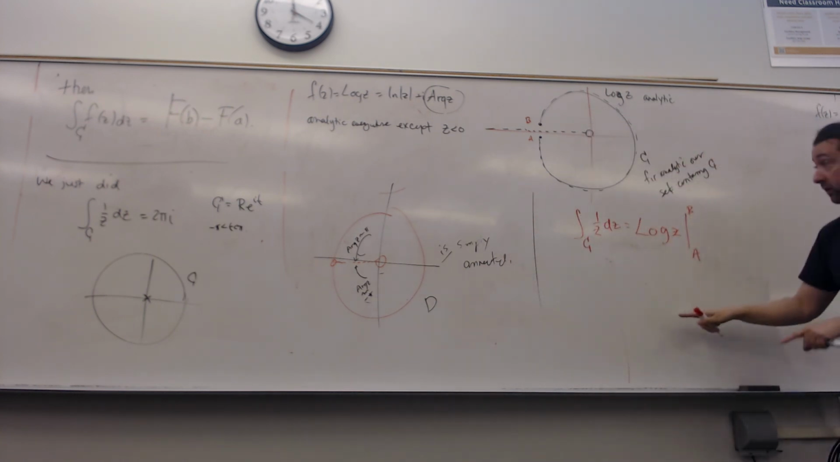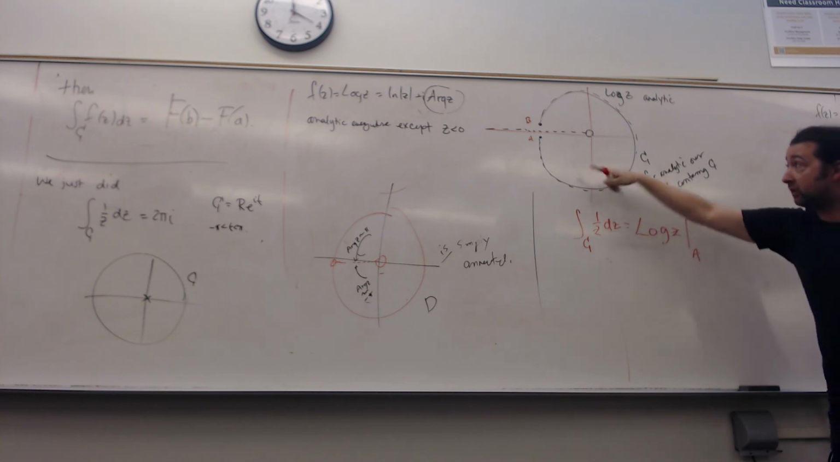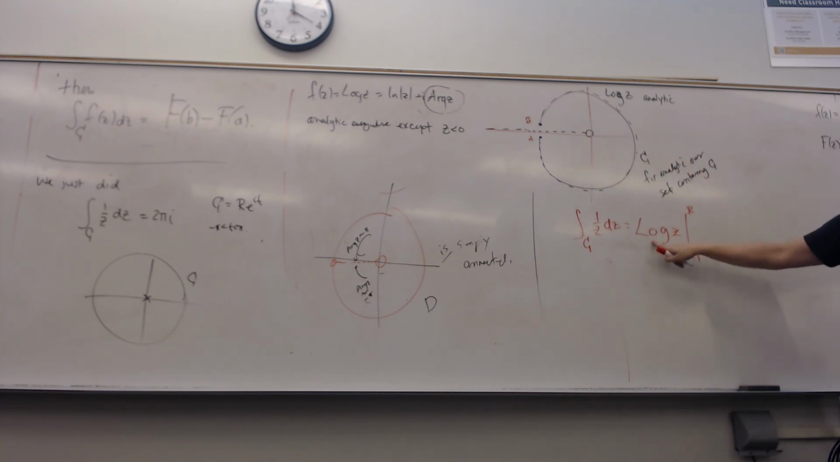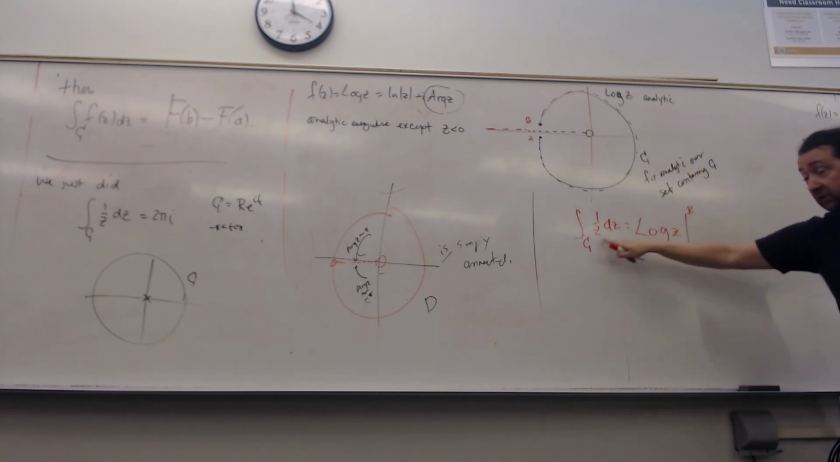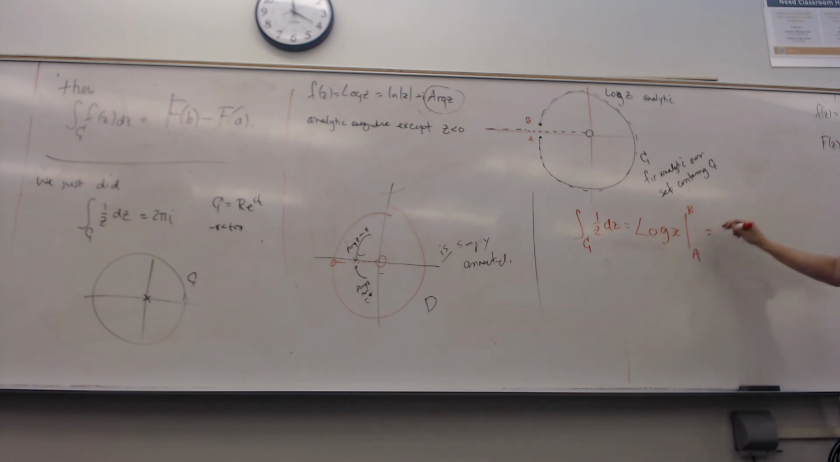This should work. 1 over z is perfectly nice on this set. Log z is analytic here. This derivative is equal to that. So the setup for the fundamental theorem of calculus holds, which means this is equal to the log of b minus the log of a.